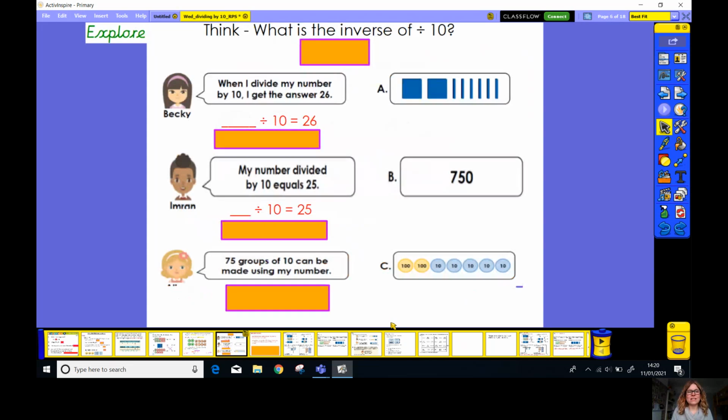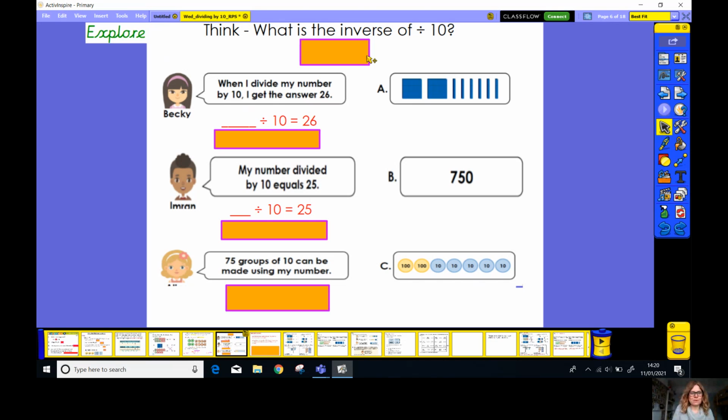Okay, let's have a look at this explore question. We have 3 people here and they're trying to work out their answer. Becky says this: when I divide my number by 10, I get the answer 26. So basically she's saying she has 26 and she got that number by dividing a number here by 10, but we don't know that number. It's a mystery number. Now remember, what is the inverse, the opposite of division?